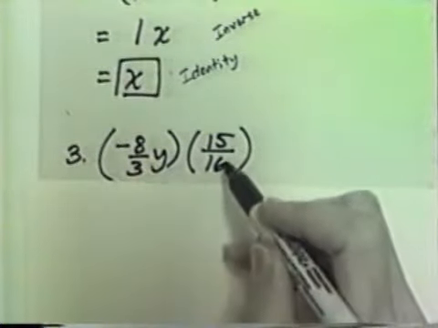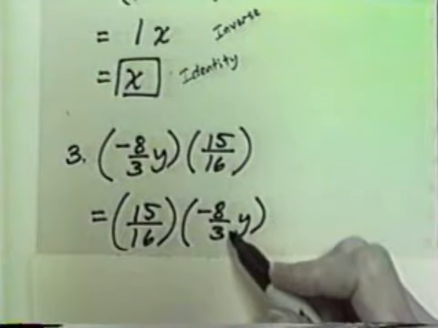Next example, -8/3 y times 15/16. Once again, we'd like to rearrange things so that the numbers are together. And so let's do that. Write 15/16 times -8/3. This time you notice that the numbers are not reciprocals of each other.